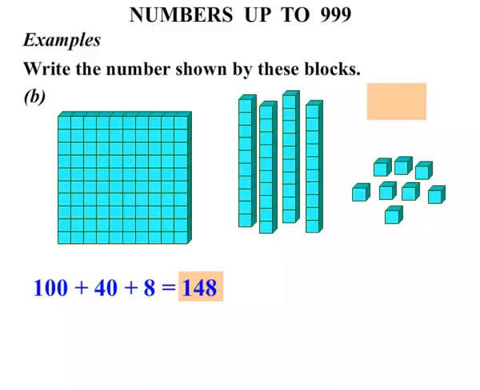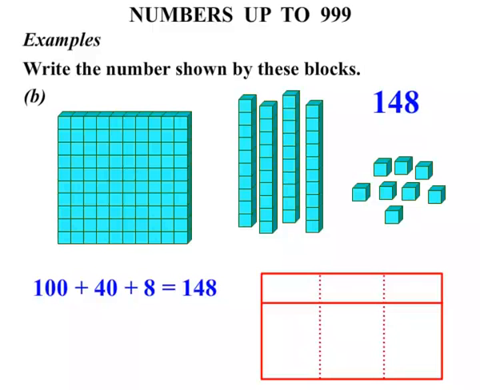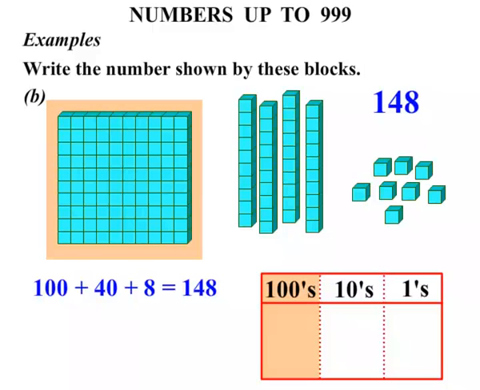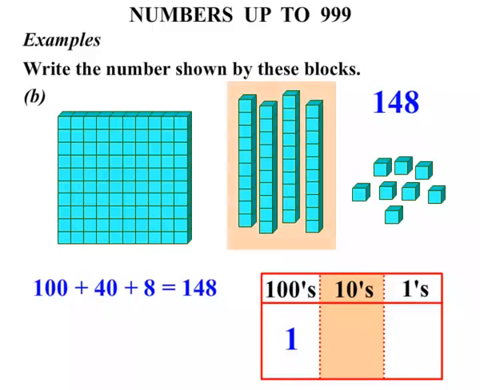All right, again, let's write our number up the top there. And again, let's consider using the table. The right-hand column is ones, then tens, then hundreds. Firstly, hundreds. How many did we have? We just had 1 of those. How many tens did we have? That's right, 4. And how many ones? Do you remember? We had 8. So looking at those numbers, 1, 4 and 8, 148.